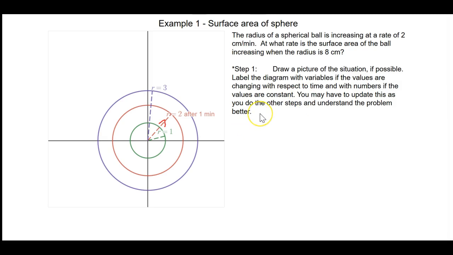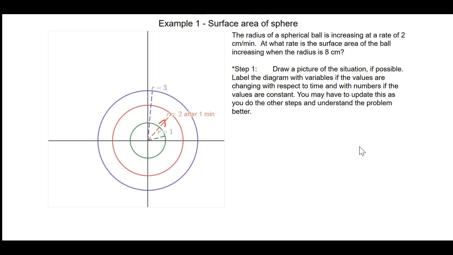So let's look at an example. The surface area of a sphere is changing. We're given that the radius of a spherical ball is increasing at 2 centimeters per minute, and we're asked at what rate the surface area of the ball itself is increasing when the radius is 8 centimeters. So we have a ball whose radius is changing, and we know the rate at which that radius is changing, and we're supposed to find the rate at which the surface area is changing. So you can see that chain of dependencies.